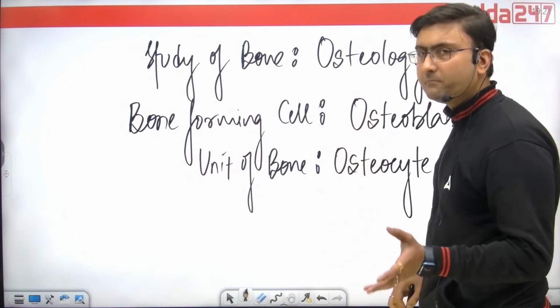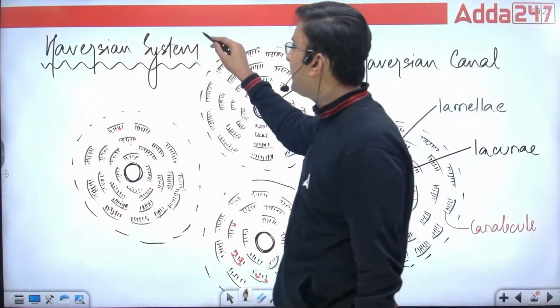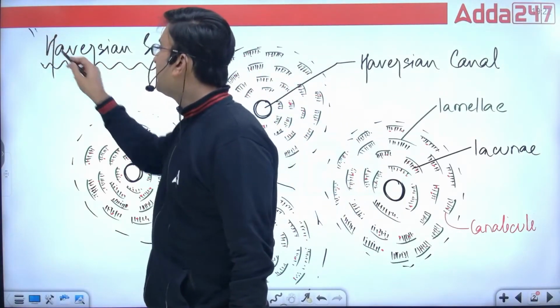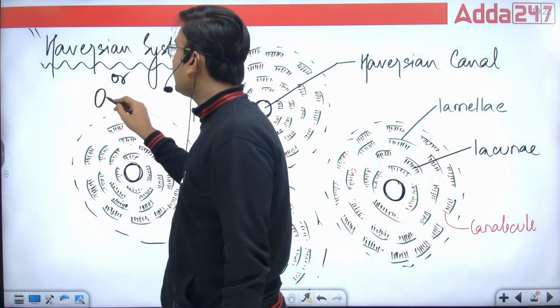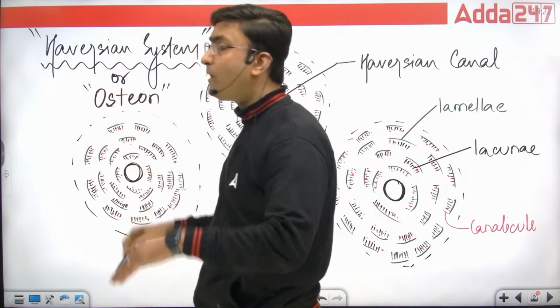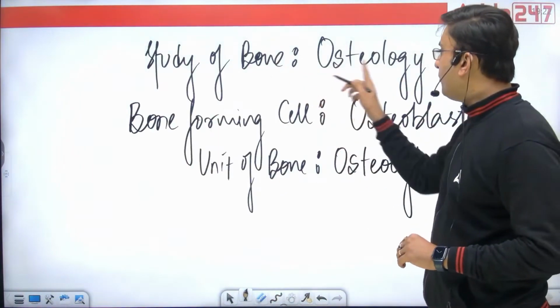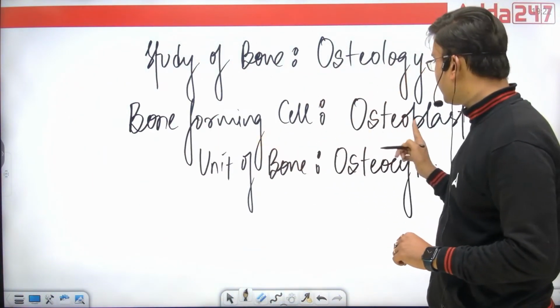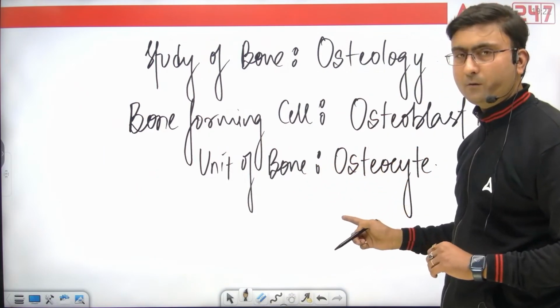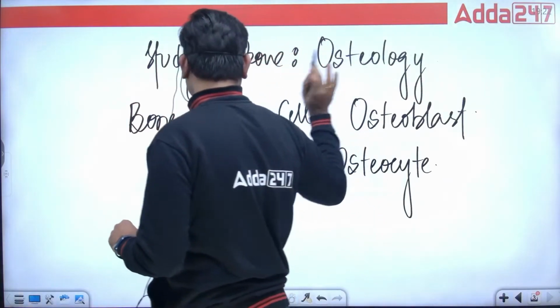And the system, एक प्रणाली जो इन osteocytes को बनाता है, that system is called the Haversian system or osteon. इसी को हम osteon भी कहते हैं. Why it is called so, I will explain, don't worry. So study of bone is osteology, bone forming cell is osteoblast, unit of bone is osteocyte.